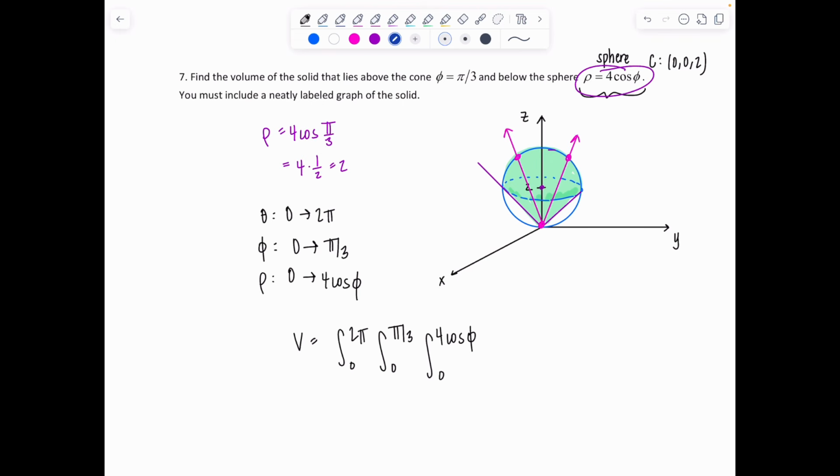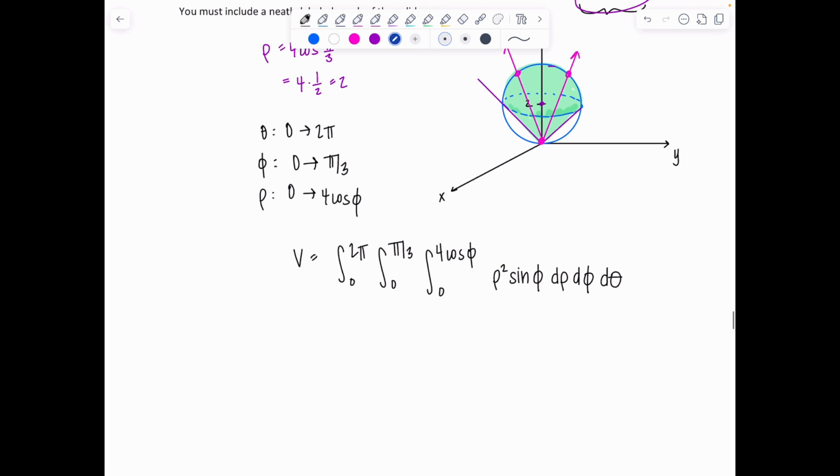If I'm finding volume, you just do triple integral dV. You don't add an extra function. You just integrate 1. So dV in spherical is rho squared sine phi d rho d phi d theta. And then slap a 2 pi on there, then 0 to pi over 3. I'm going to integrate first with respect to rho. So this rho squared is going to become 1/3 rho cubed. We'll evaluate it from 0 to 4 cosine phi. And then we've still got sine phi d phi.